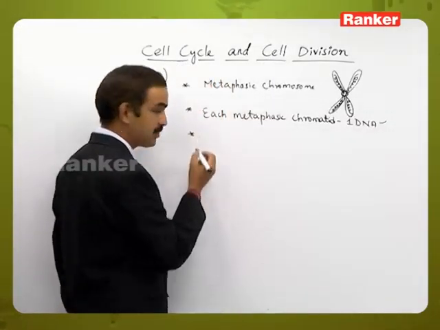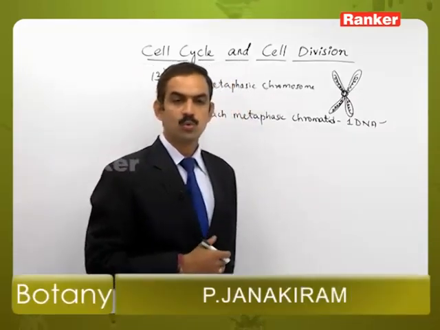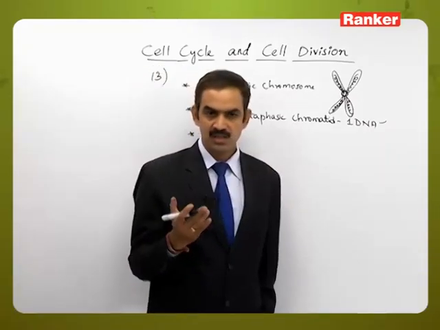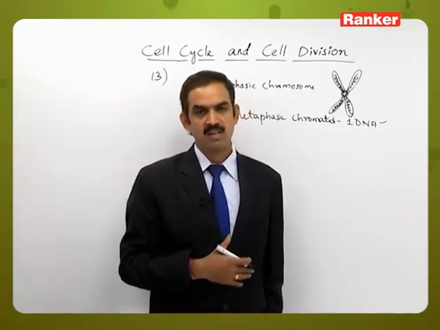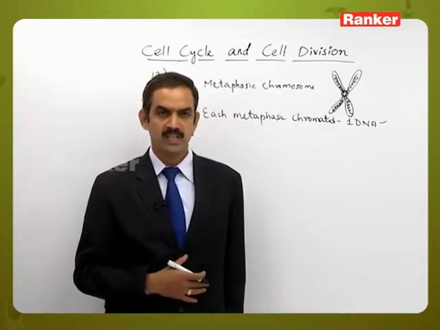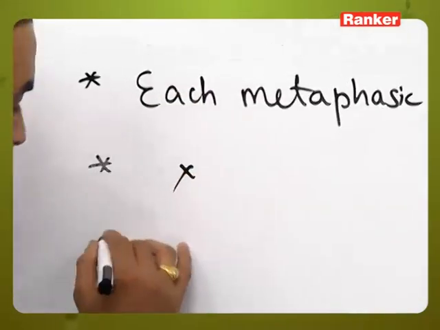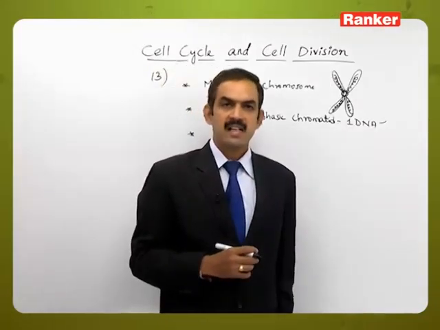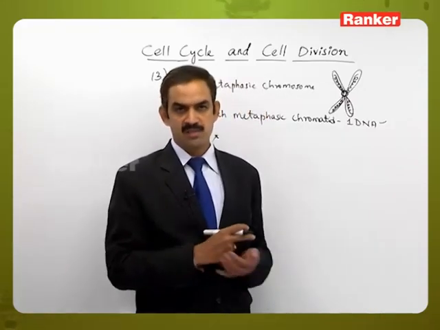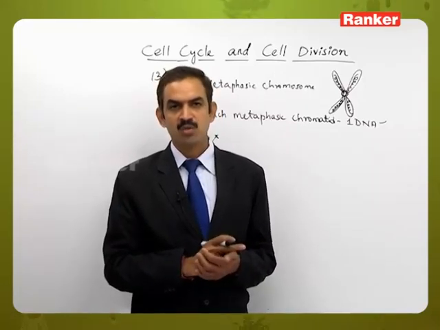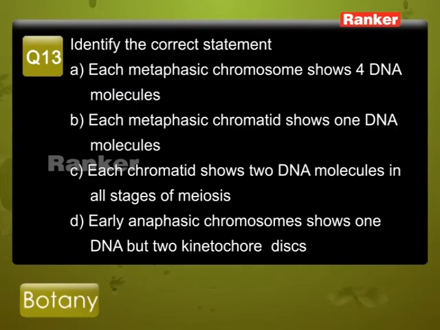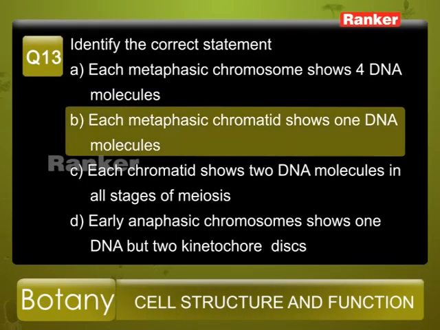And third option, each chromatid shows 2 DNA molecules in all the stages of meiosis. Of course, depending upon the condition, some stages will show 1 DNA molecule and some stages of chromosomes will show 2 DNA molecules. So that statement is wrong. And the fourth statement, early anaphase chromosomes show 1 DNA but 2 kinetochore discs. In the early anaphase stage, only 1 kinetochore disc is present in the chromosome. So that statement is also incorrect. So from the given options, option B is the correct answer.